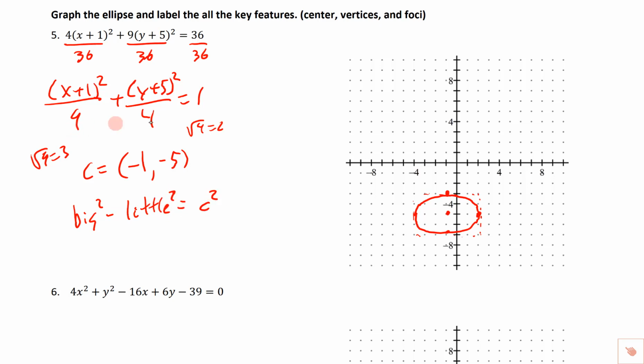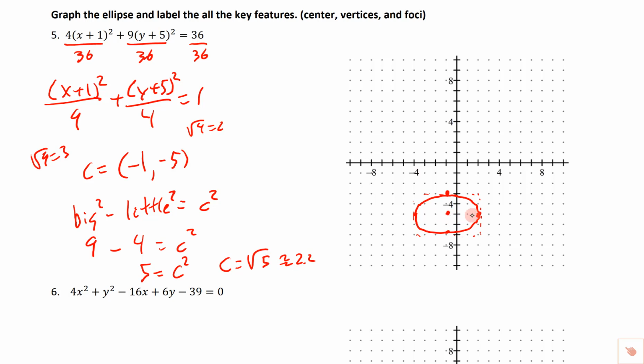So in this case, we just find whichever one's bigger. So this is going to be 9 minus 4, and that equals c squared. So we end up with a 5 over here. And let's see, c squared, so that means c is going to be equal to the square root of 5. So we need to go the square root of 5, which is, I think, roughly 2.2, along the major axis.